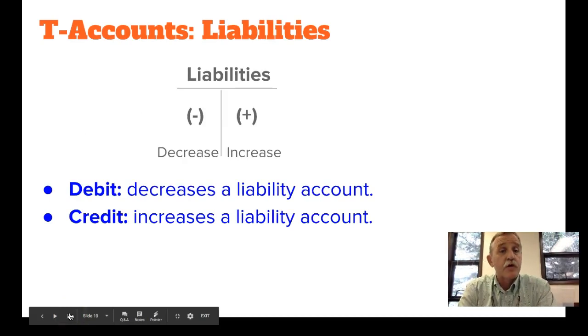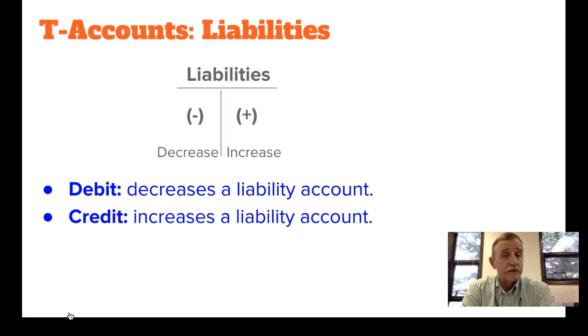Okay, for liabilities, and we would think of liabilities as opposing, or directly opposite of, an asset account, it's completely different. The debit side, the left side, is a decrease in that liability. Okay?